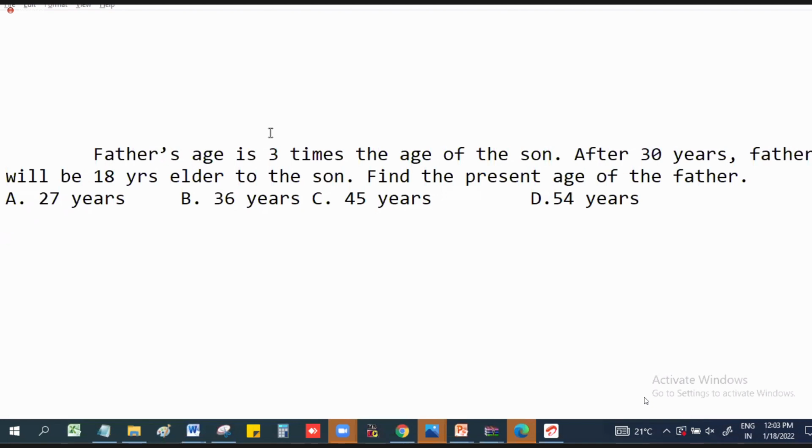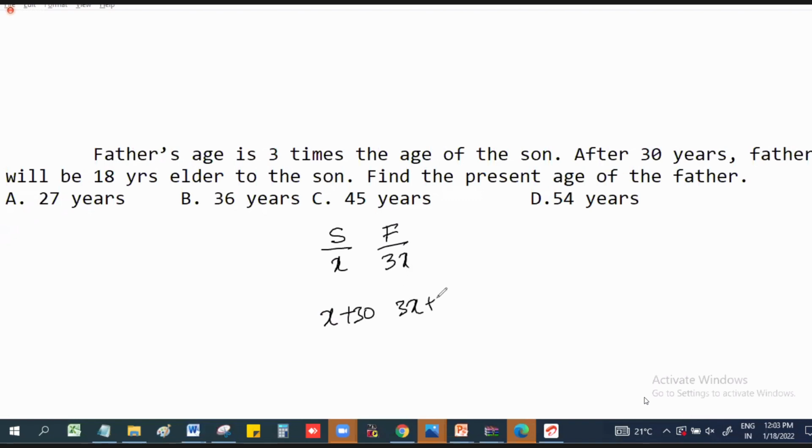Yes, guys. What is the answer? Father age is 3 times the age of the son. If son is x years, then father will become 3x. If son is x years, then father will become what, ma? 3x. Okay, na son x unte father enta avutaramma? 3x untaru. After 30 years, what is the son's age? X plus 30. After 30 years, what is the father's age?